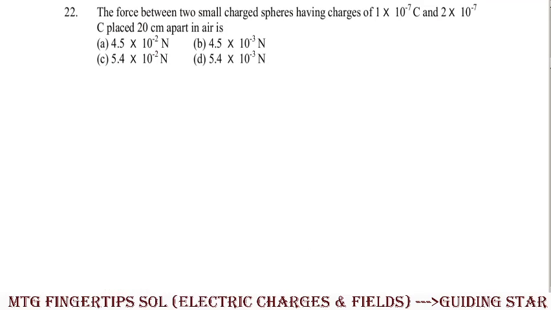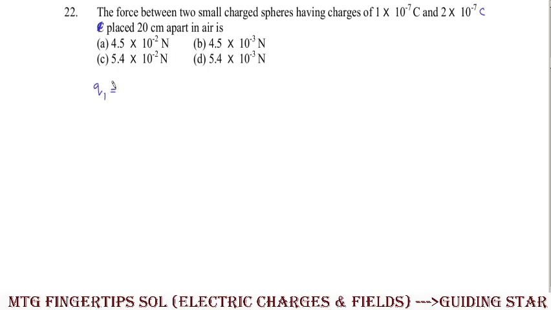Okay, next here in question number 22, what it is saying is that the force between two small charged spheres having charges 10 to the minus 7 coulomb and 2 into 10 to the minus 7 coulomb, placed 20 centimeter apart in air, is. So what are the charges given?